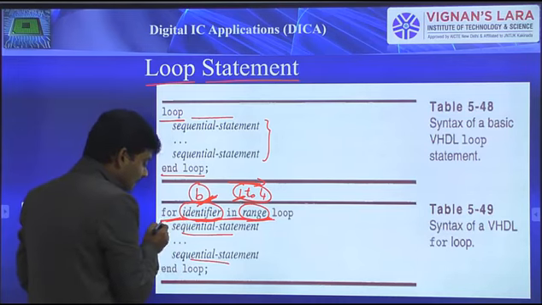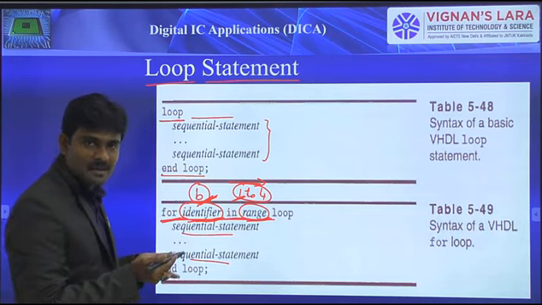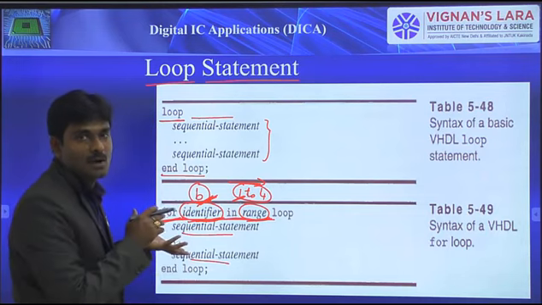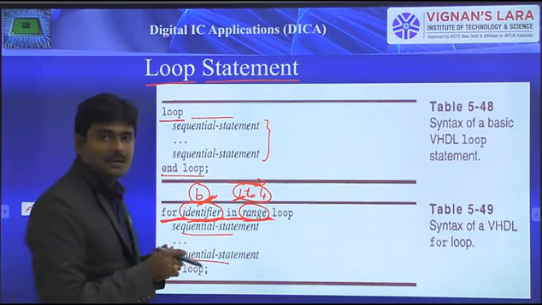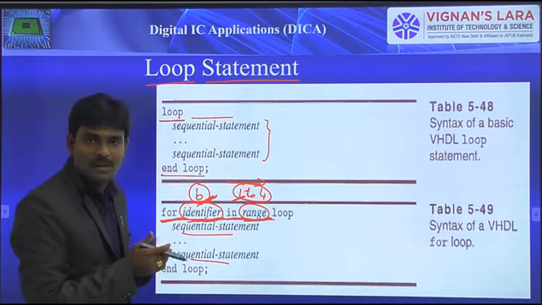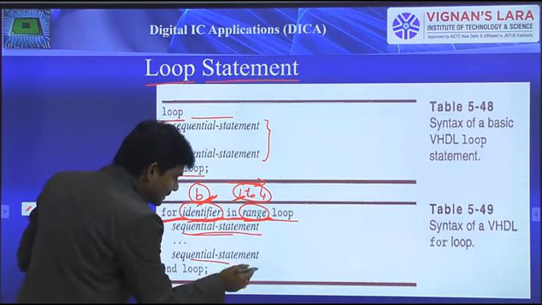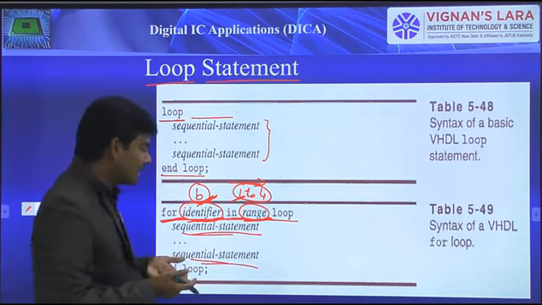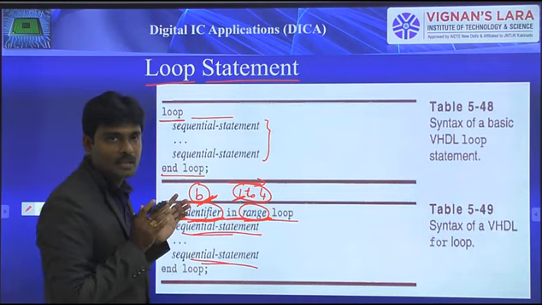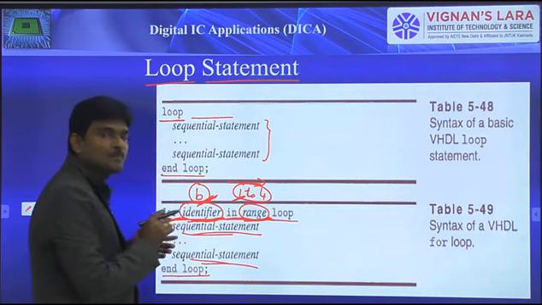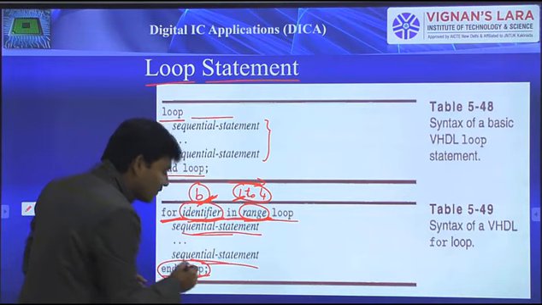Syntax: for is a keyword, then the identifier, any user defined variable you can describe, but no need to mention what type it belongs to. Then in is a keyword, then the range. As mentioned here, 1 to 4 or 4 to 1, whatever it may be, you can describe the range. Then loop is a keyword. After that come the sequential statements, based on the application either a single statement or multiple statements. After writing them, we close the for loop with the end loop keyword.